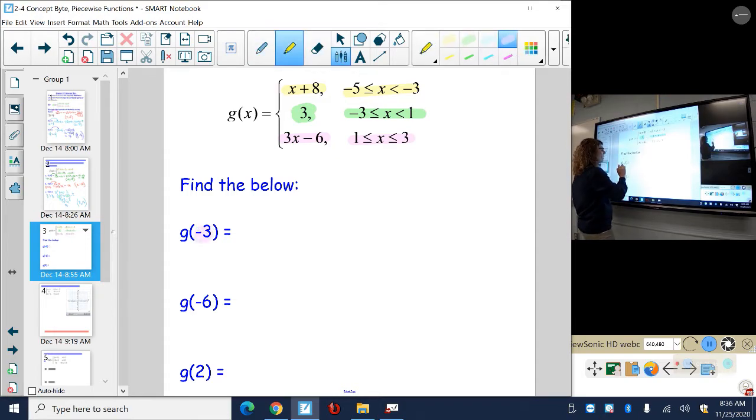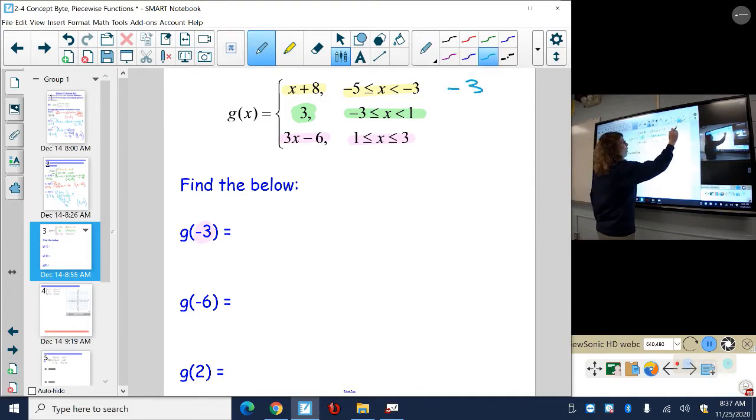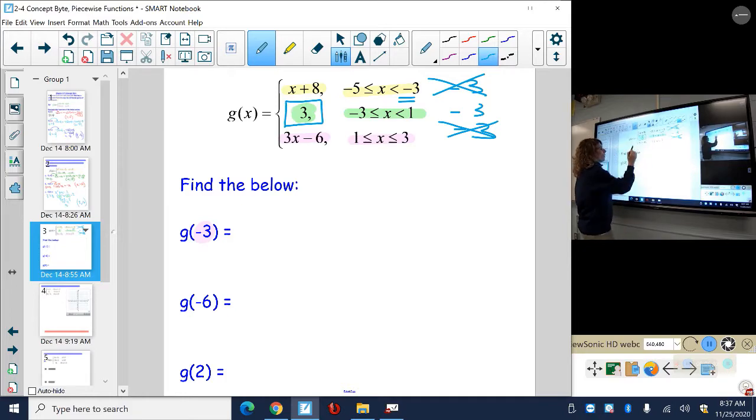So my comparing is, where does -3 fall? Does -3 fall here, here, or here? It is not in this one, and it's in both of these, but this one right here says it's strictly not equal to, so it can't be this one. So that means I'm utilizing this value right here.